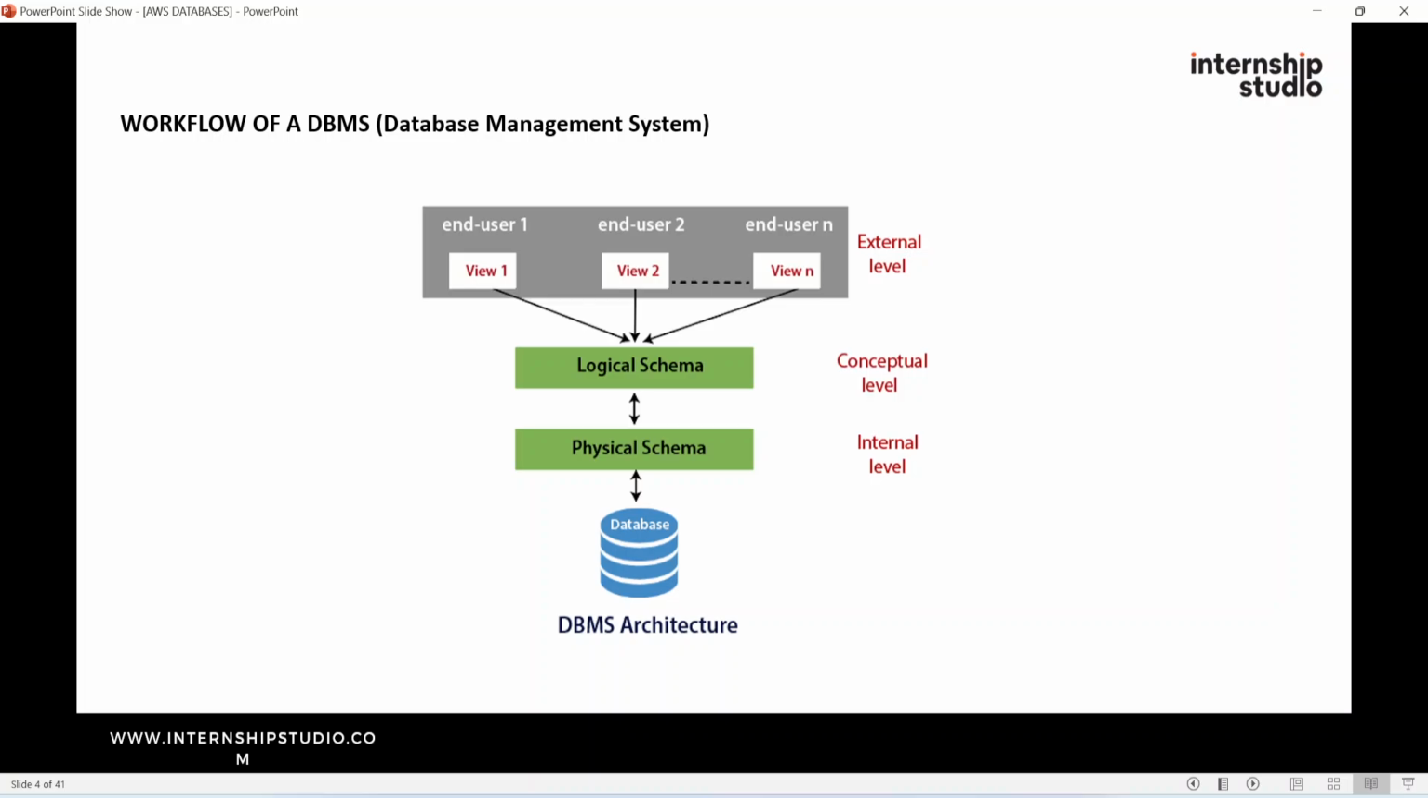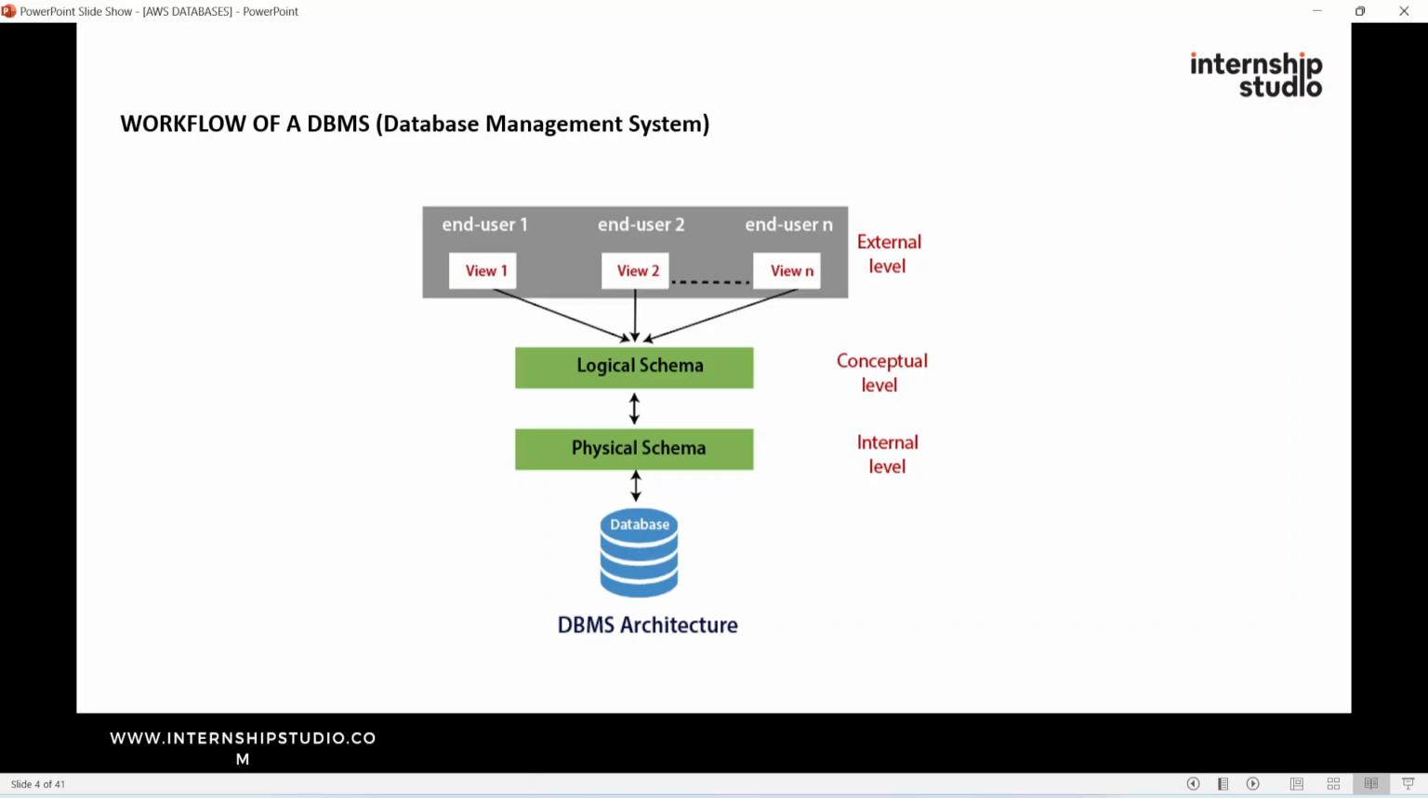So the design and functionality of a DBMS involves several levels, each serving a very specific purpose. The three main levels of a DBMS architecture are the external level, the conceptual level and the internal level. These levels are interconnected through logical and physical schema, which define the overall structure and organization of the database. In this explanation, we'll explore each level, its schema and real world examples.